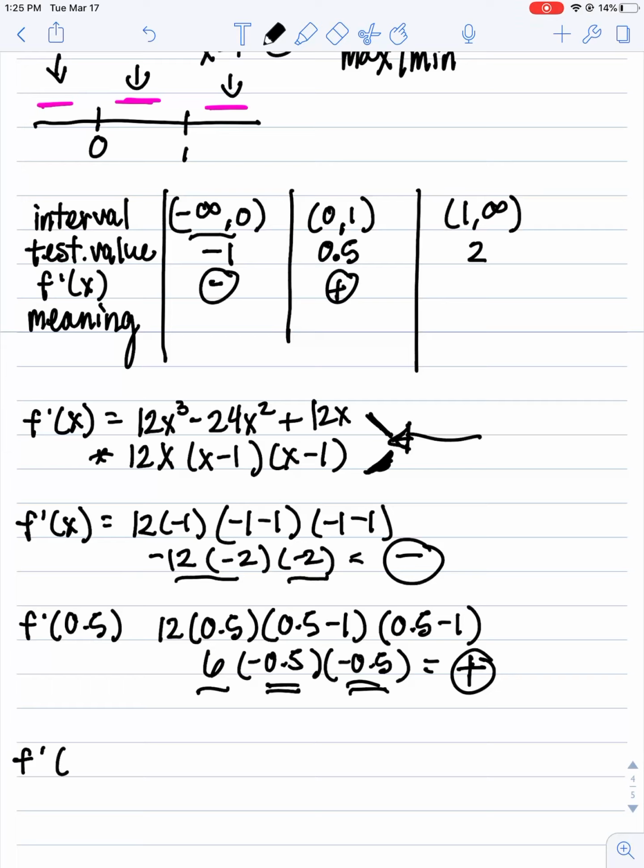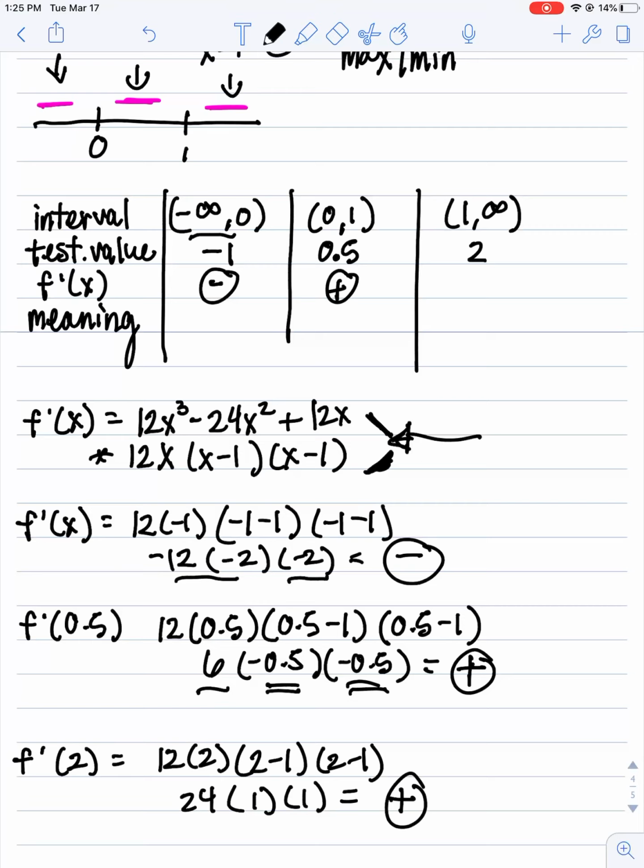The first derivative, and we're plugging in 2. So we have 12 times 2 times 2 minus 1 times 2 minus 1. 12 times 2 is 24. 2 minus 1 is 1. 2 minus 1 is 1. If you multiply 24 times 1 times 1, you get 24, but I don't care that it's 24. I care that it is positive. So hopefully by now you know if the derivative is negative, f is decreasing. And if the derivative is positive, f is increasing. And if the derivative is still positive, f is still increasing.